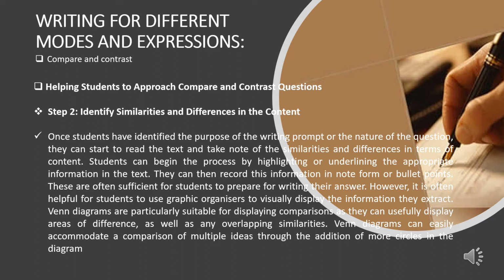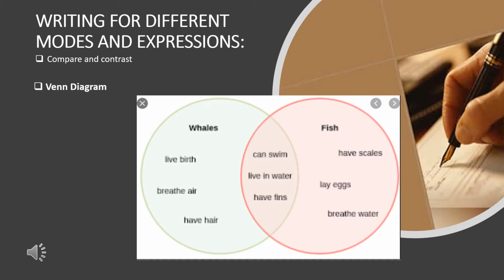However, it is often helpful for students to use graphic organizers to visually display the information they extract. Venn diagrams are particularly suitable for displaying comparison as they can usefully display areas of difference, as well as overlapping similarities. Venn diagrams can easily accommodate a comparison of multiple ideas through the addition of circles in the diagram. Here is an example of a Venn diagram.